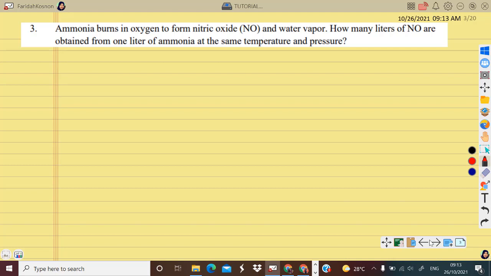Ammonia burns in oxygen gas to form nitric oxide, NO, and water vapor. How many liters of nitrogen oxide ataupun nitric oxide are obtained from 1 liter of ammonia at the same temperature? Okay, if you refer to the question kat sini, apa yang kita ada, kita hanya ada maklumat reaction ammonia with oxygen gas and form this gas and also water vapor lah. Water vapor tu uap air.